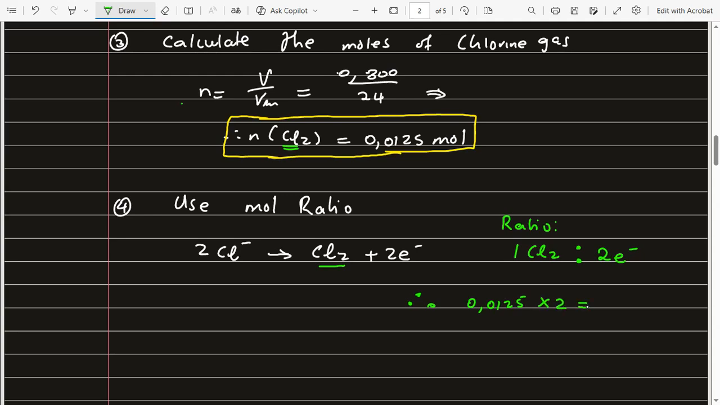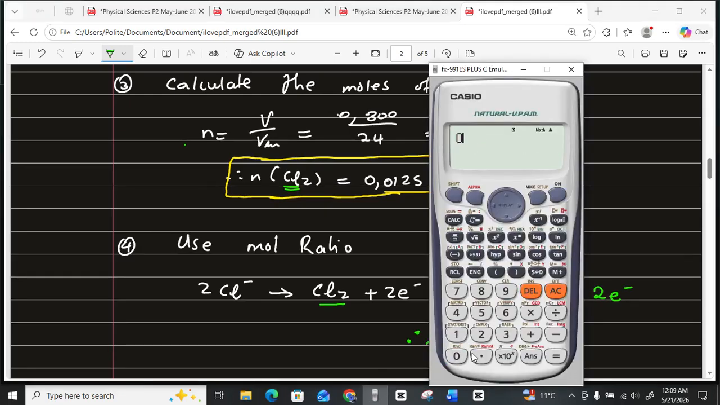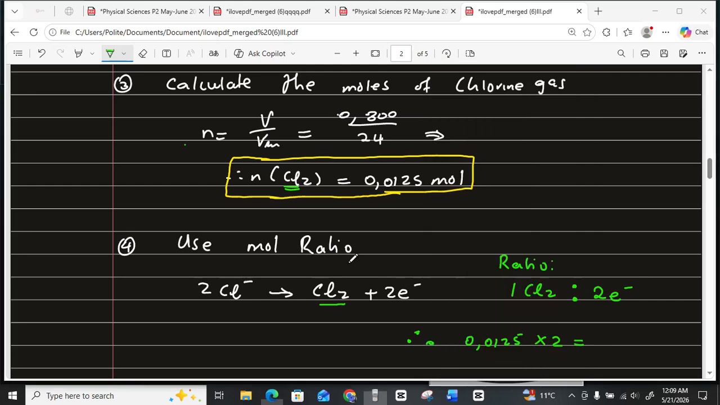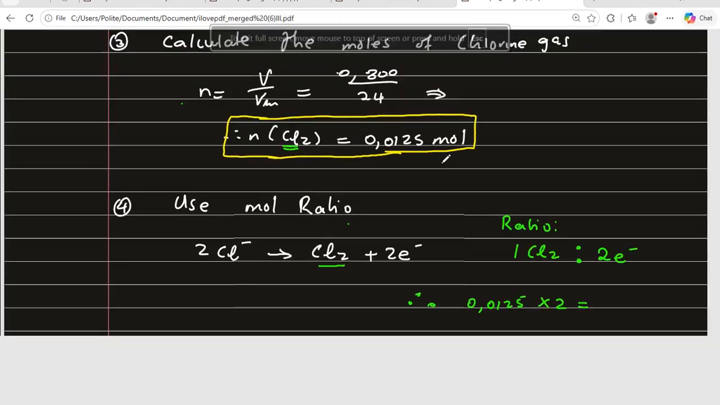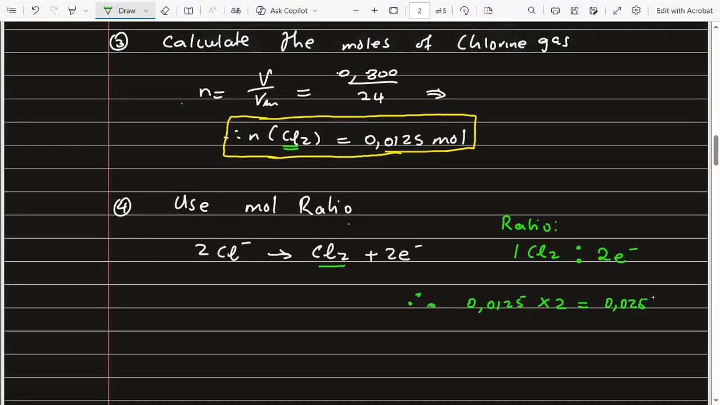This will give us 0.0125 times 2. Let me quickly put that on a calculator and see what that equals. 0.0125 multiplied by 2 is 0.025. So this will be 0.025 what? Electrons. You understand? I hope you get that part.